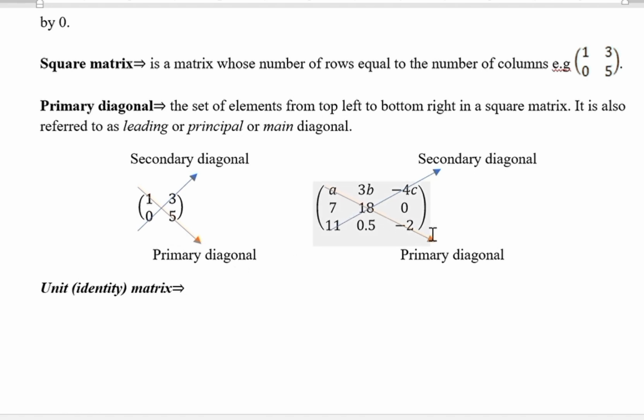For this square matrix, the elements in the primary diagonal are A, 18, and -2. They form elements in the primary diagonal. While this other diagonal, consisting of elements 11, 18, and -4c, form elements in the secondary diagonal. For this case, the elements in the secondary diagonal are 0 and 3.